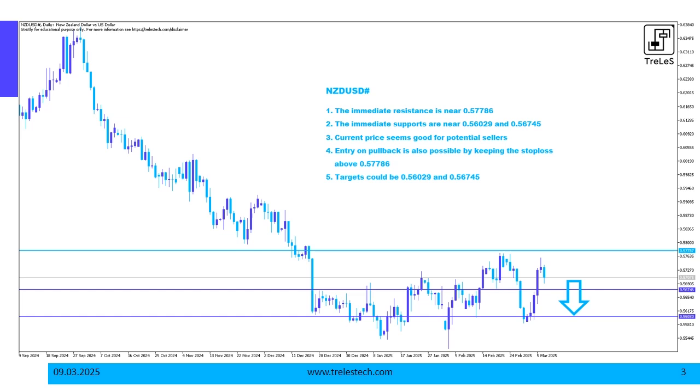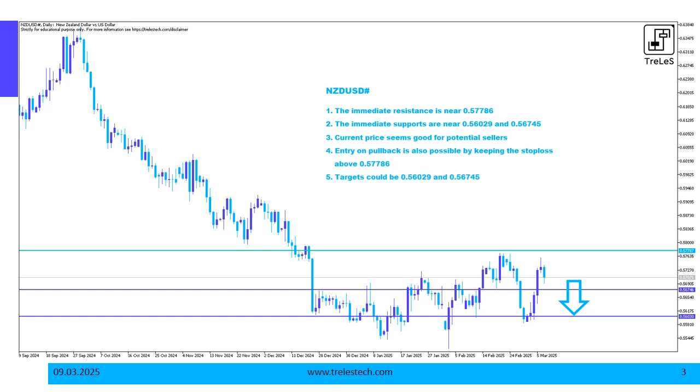Currently, the immediate resistance is near 0.57786, while the immediate support levels are around 0.56029 and 0.56745. Given the price action, this level looks favorable for potential sellers.